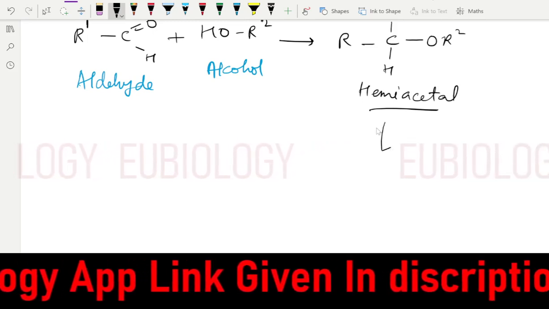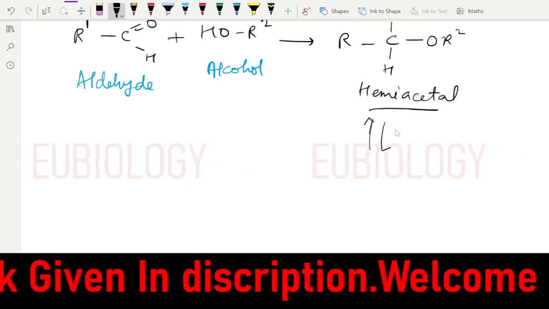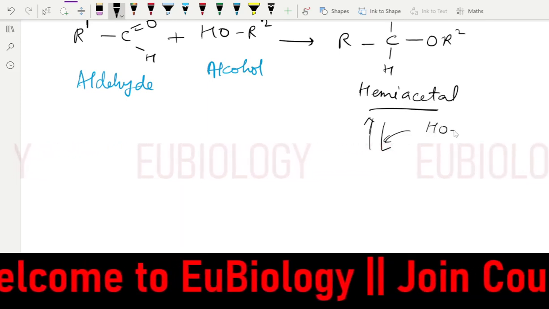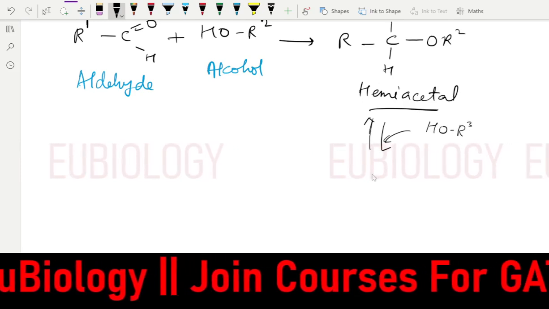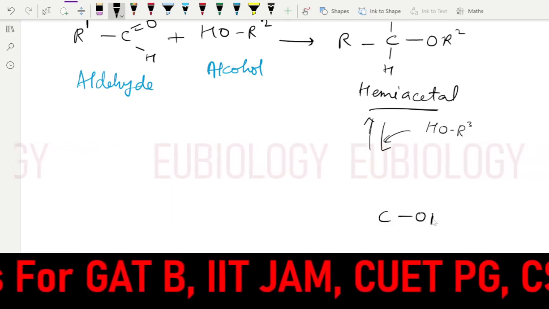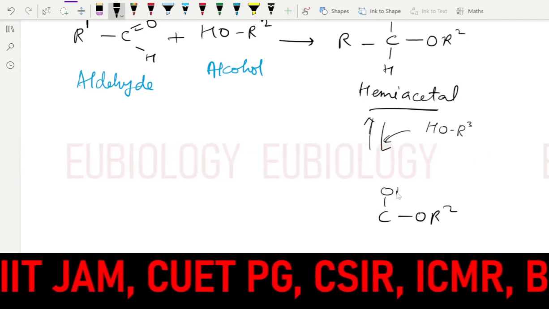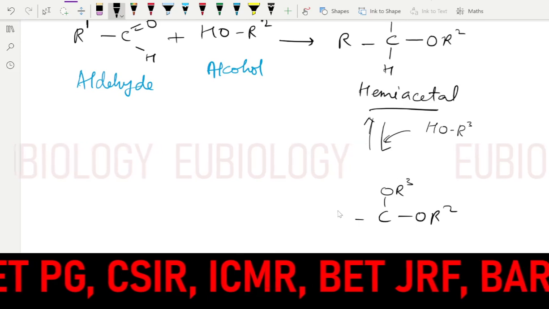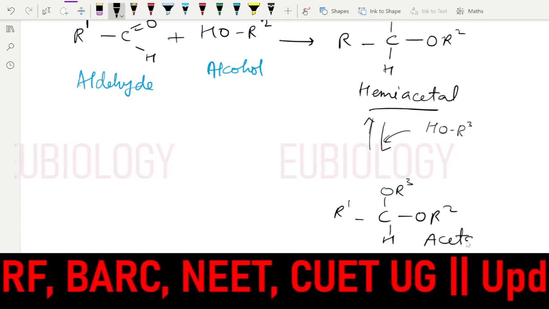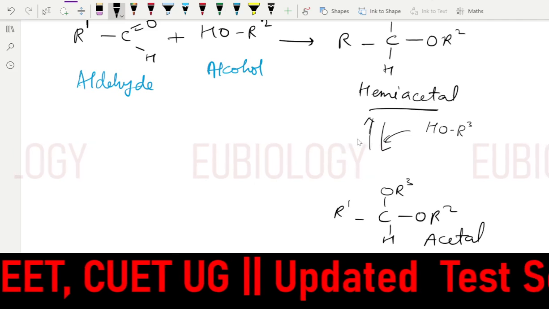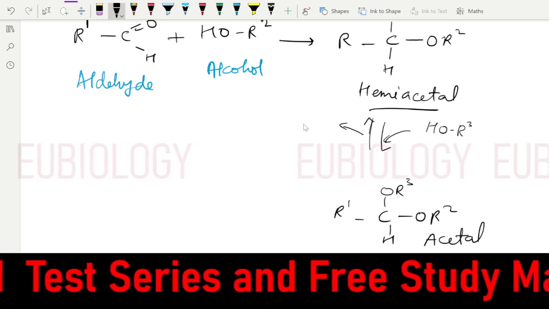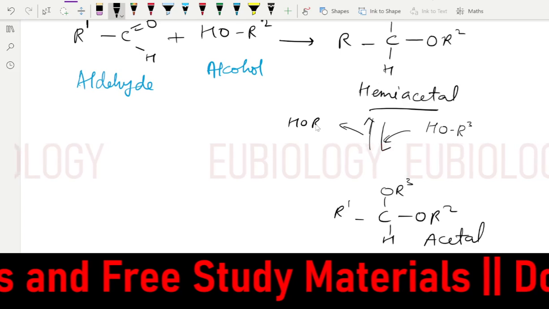What will it give you? It will give you the acetal by adding one more alcohol group. Suppose again you will get OR3 here, and then R1, and here H. So it is what? Acetal. If we go back, it is a reversible reaction, so it can convert back into hemiacetal by removing the alcohol with the R3.